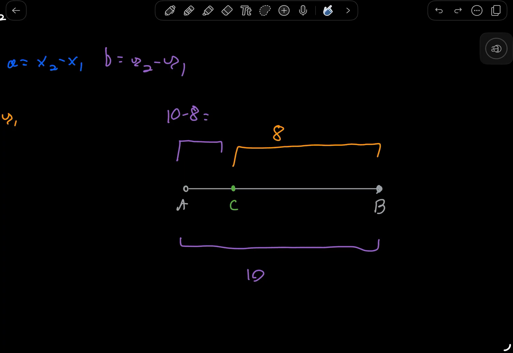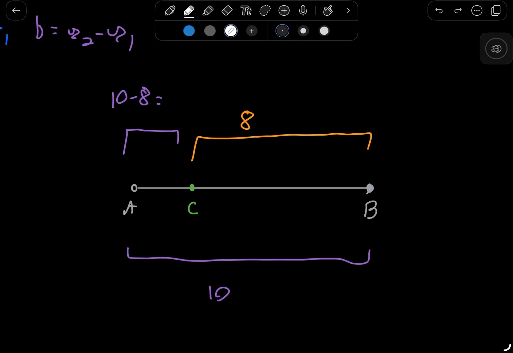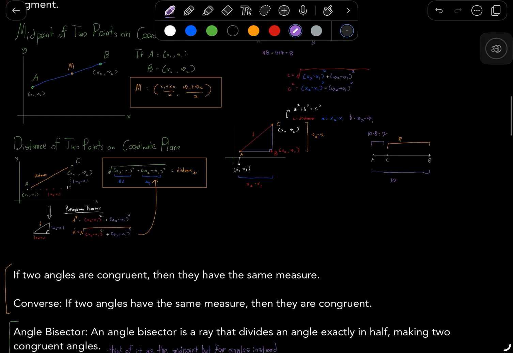Now again, another application of this, right? In my opinion, this is actually really simple. Let's say that they give you that the length of the entire segment AB is 10 units, and then they say that the length of CB, or segment BC, is 8 units long. So to find the length of AC, well, you just subtract them, right? And then you, of course, get 2 units. Again, a pretty simple application of distance.